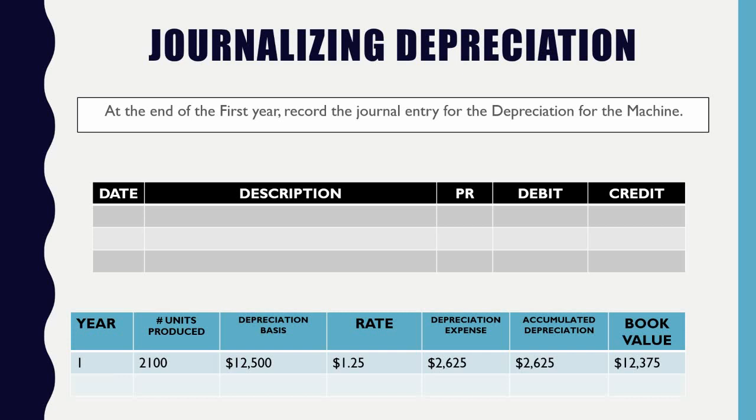So how do we journalize this transaction when we calculate our depreciation? In this case, the first thing we said for our scenario was you need to journalize the very first year of depreciation. Once we figured out those numbers, in our first year when we created 2,100 units, we had our depreciation expense for that year of 2,625. So that's what you're going to have to determine.